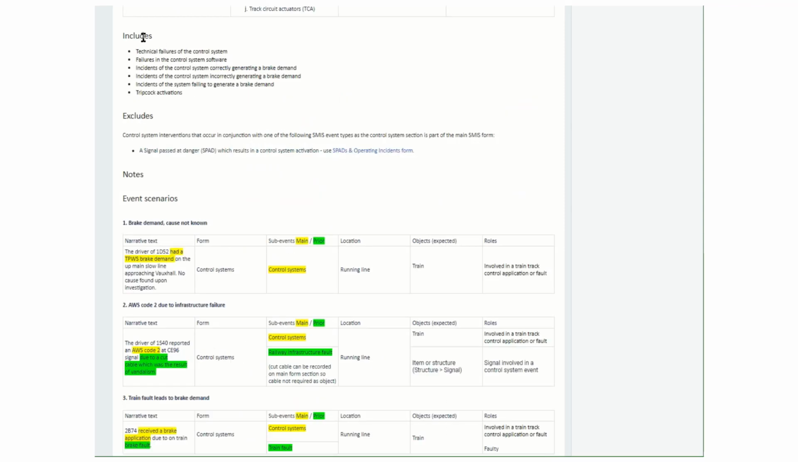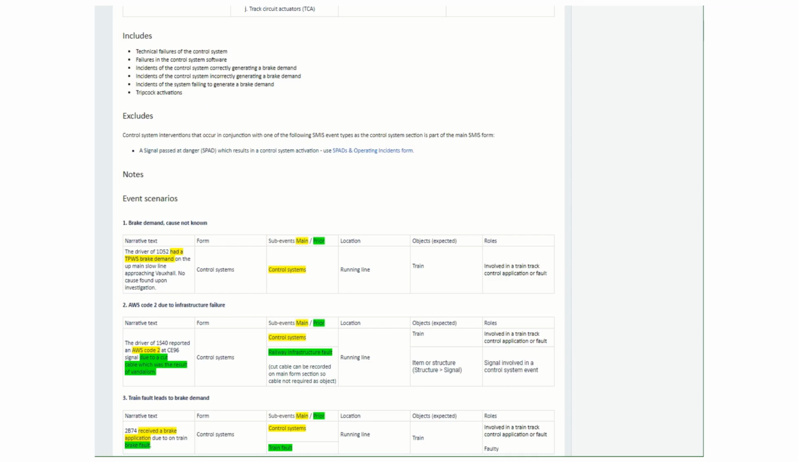Next, we have some examples of what's included in this category. So technical failures of the control system, failures in the control system software, incidents of the control system correctly generating a brake demand, and incidents of the control system incorrectly generating a brake demand. Also incidents of the system failing to generate a brake demand, and then tripcock activations.